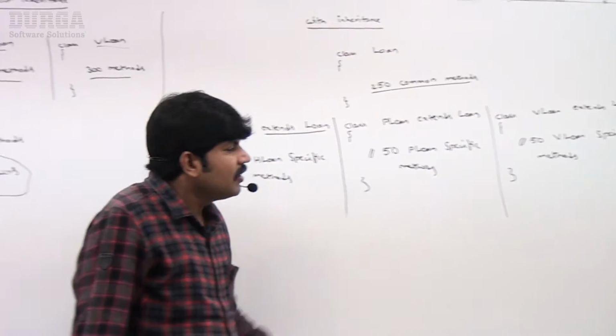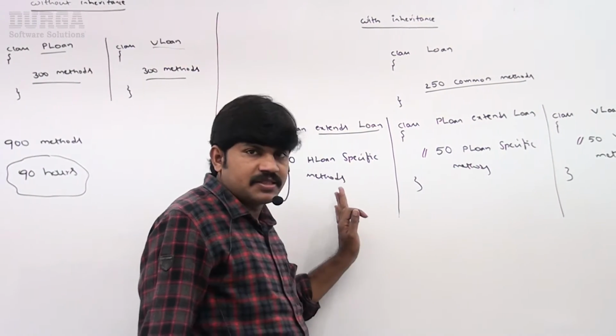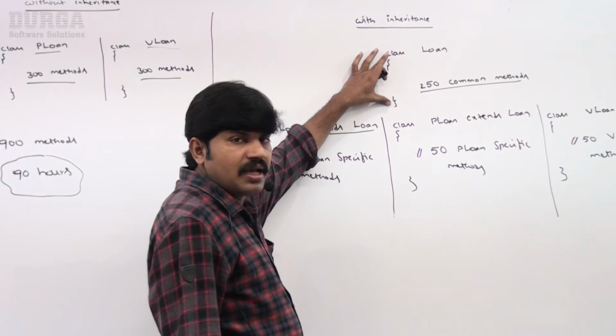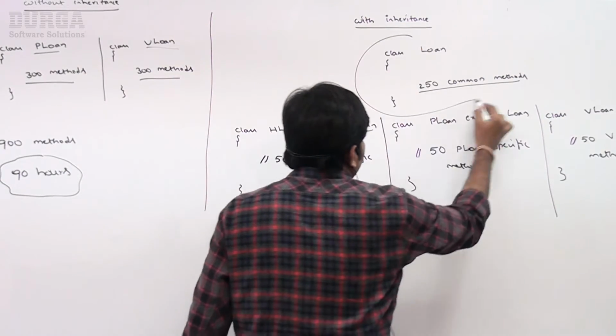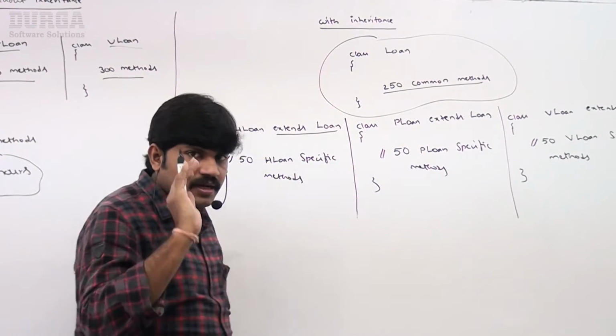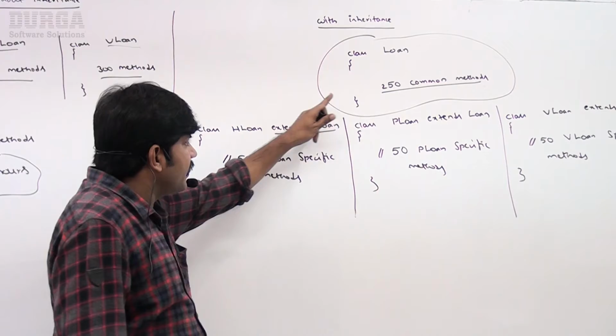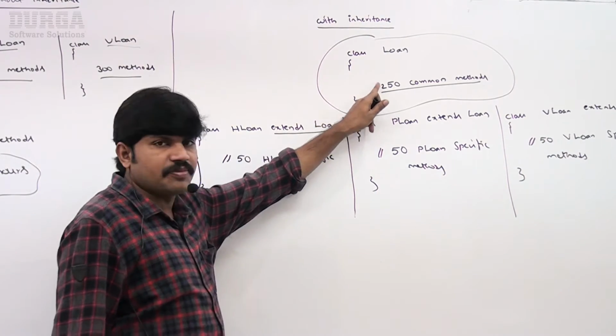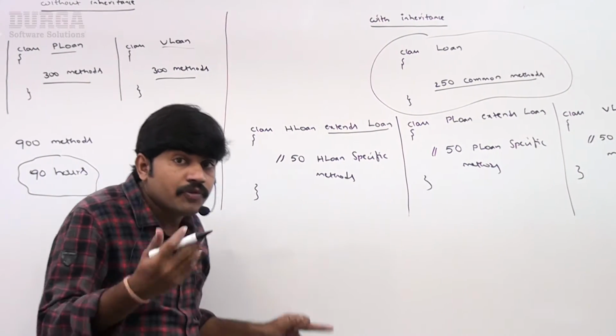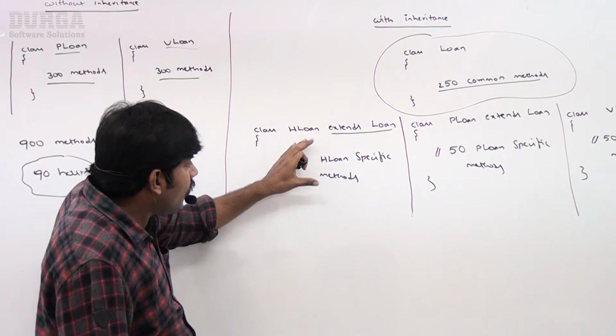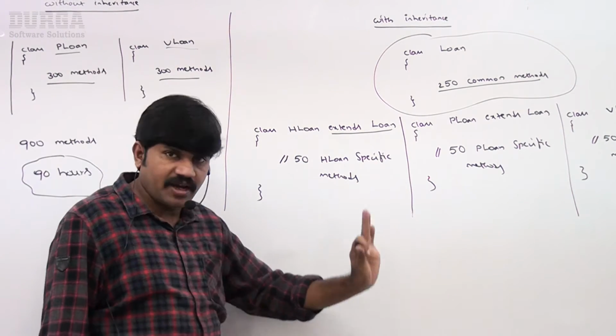Can you please tell, the most common methods, where did I write them? Inside the parent class. Sir, this is called the parent class. Whenever we extend this class, automatically these methods are by default available to the child. We are not required to rewrite. Next, only child specific methods we have to write.